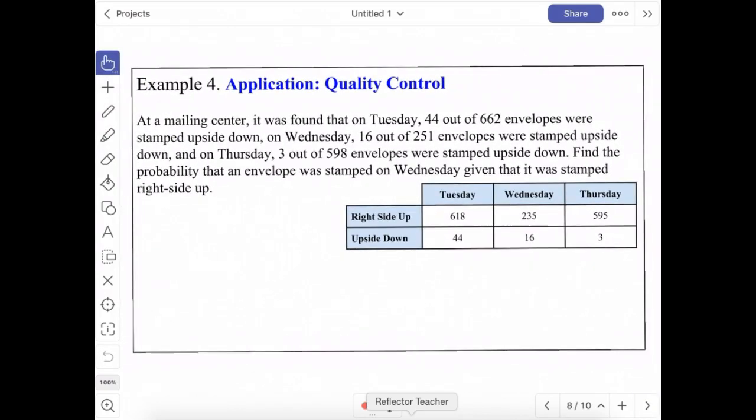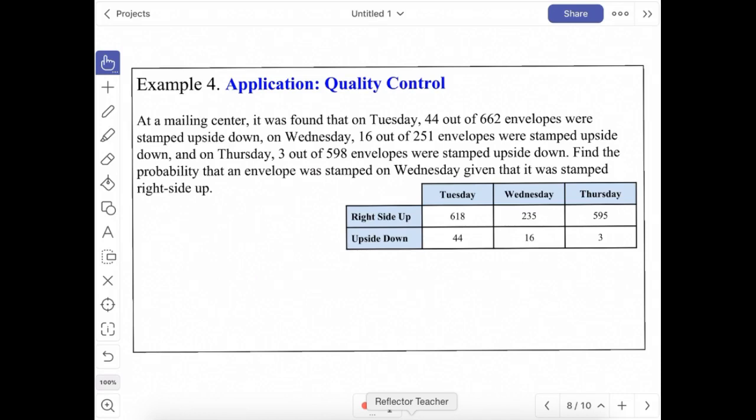One more. The mailing center. It was found that on Tuesday, 44 out of 662 envelopes were stamped upside down. On Wednesday, 16 out of 251 envelopes were stamped upside down. And on Thursday, 3 out of 598 envelopes were stamped upside down. Find the probability that an envelope was stamped on Wednesday, given that it was stamped right side up.